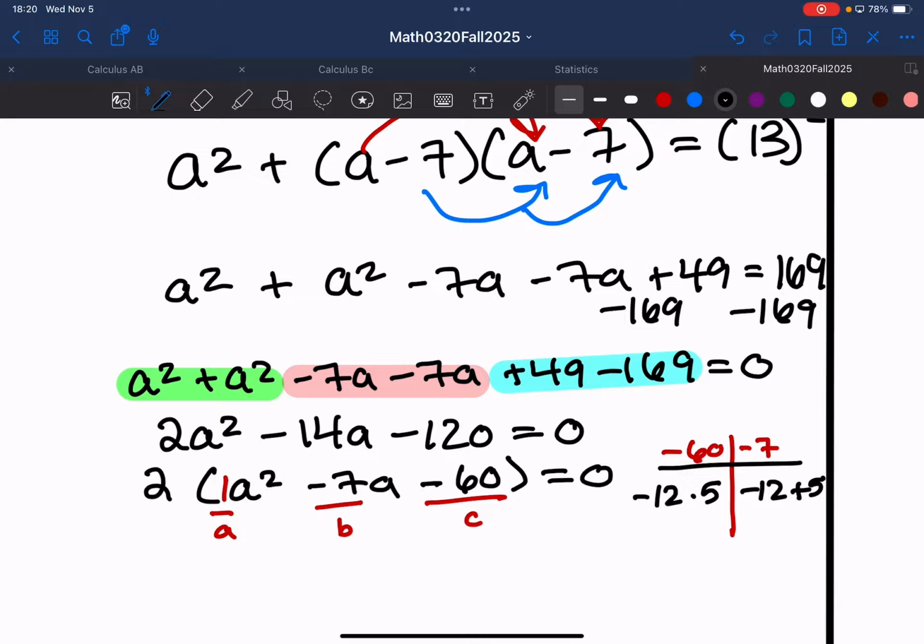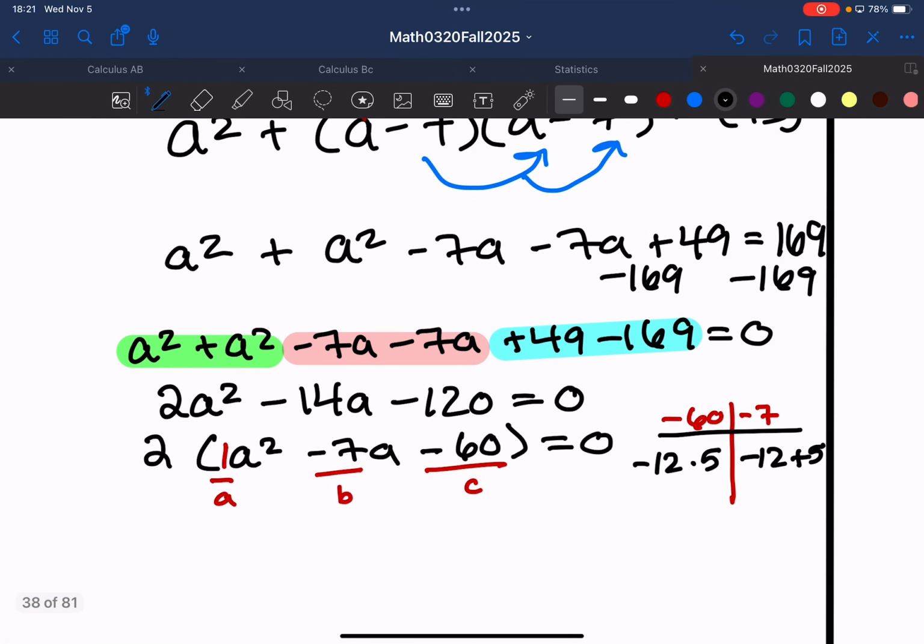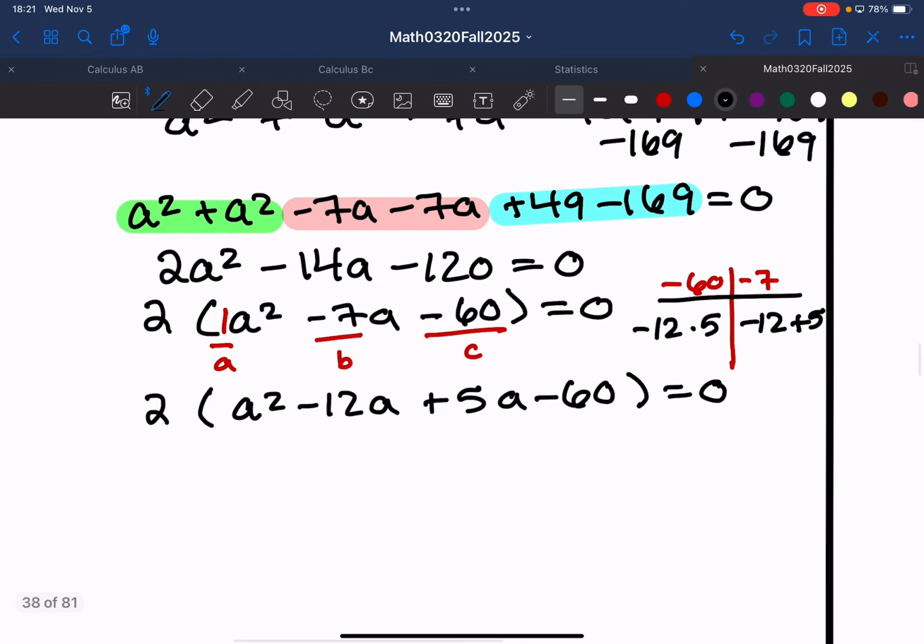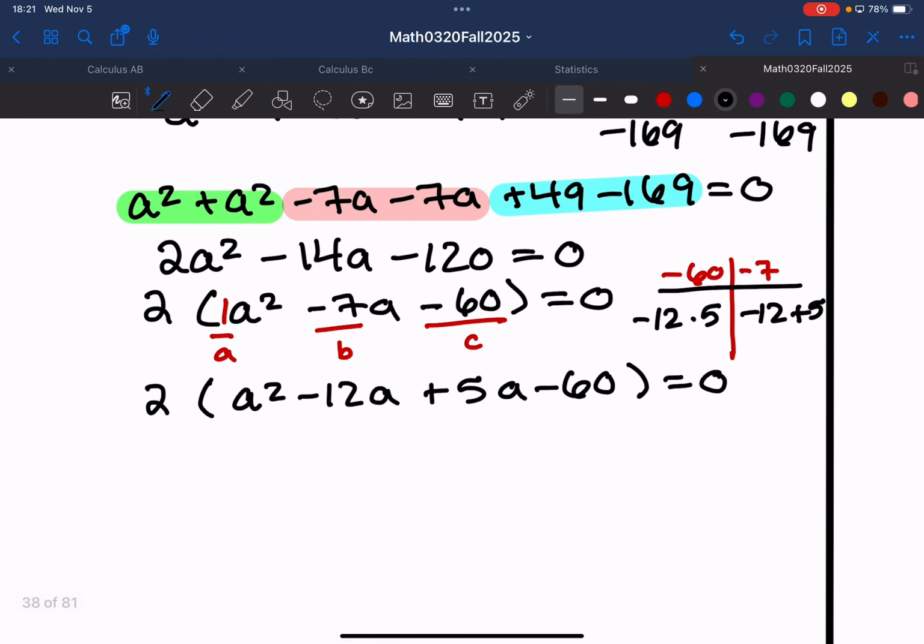Okay, remember, if you couldn't think of that, you go through every single factor. So in order to get 60, it's 1 times 60, 2 times 30, 3 times 20, etc. You would just go on your calculator and keep dividing and look at all the even values that you get, the whole numbers. Okay, so then I rewrite this. I'm going to bring down my GCF. And I have A squared minus 12A plus 5A minus 60 equals 0. So then from here, I'm going to do what?